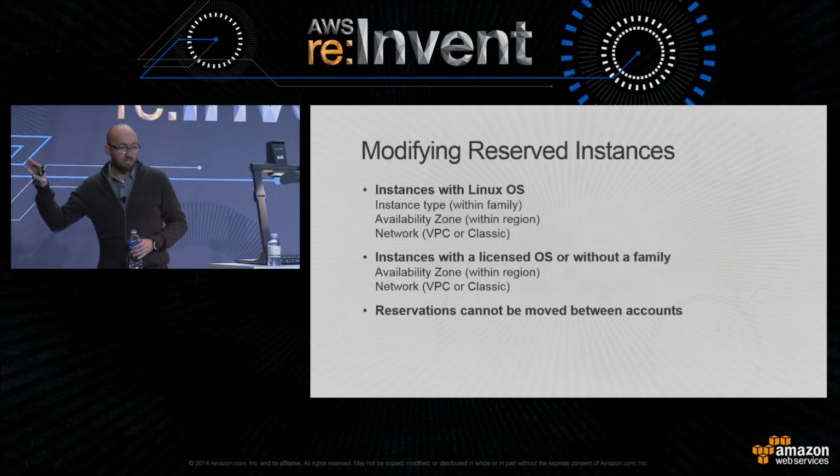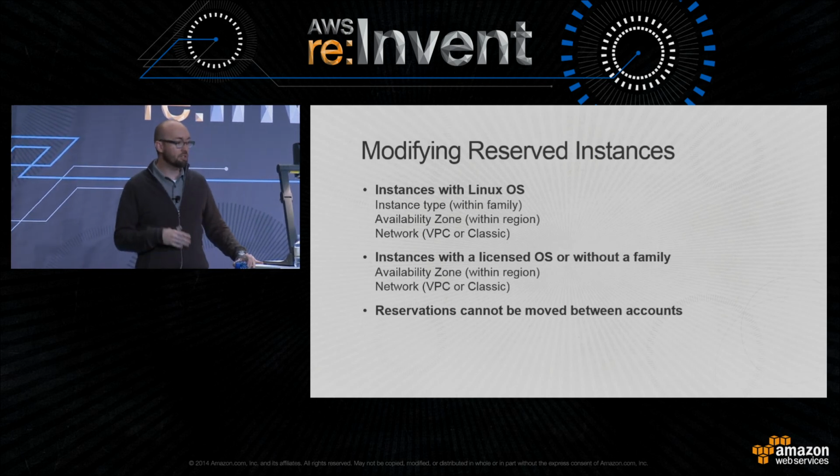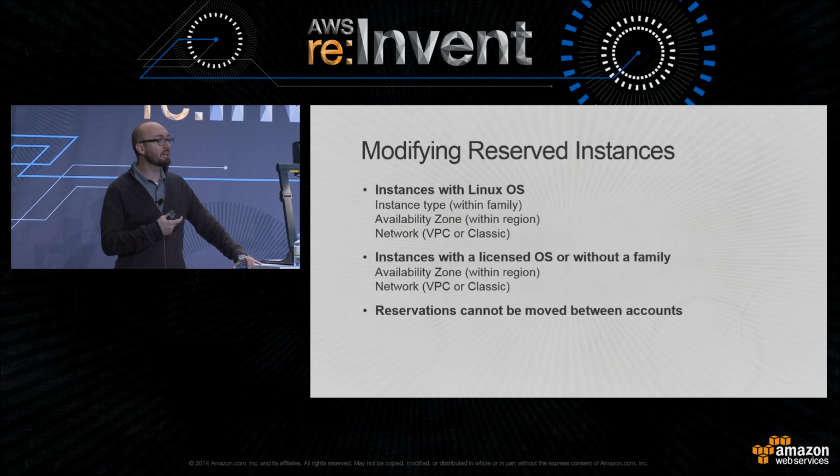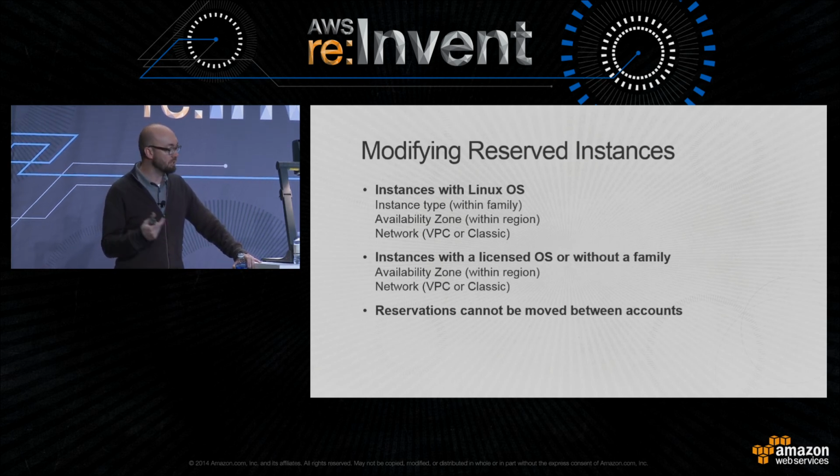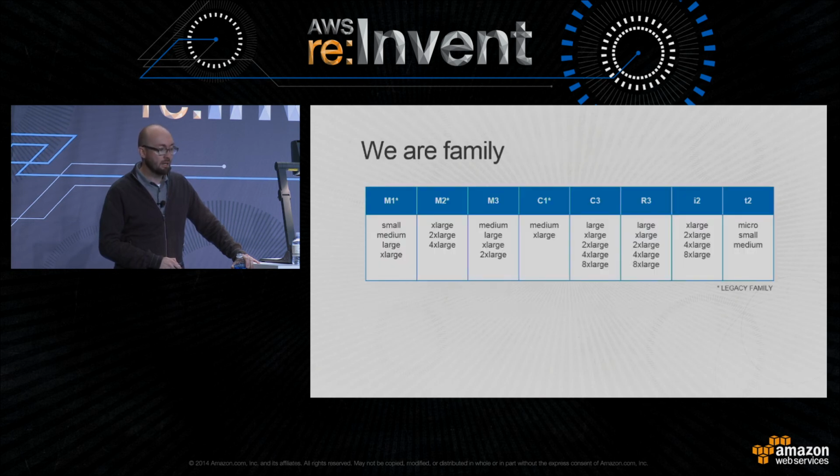Modifying reserved instances, I'm not going to spend a lot of time on this slide, but just understand that if you have a licensed OS, you have less flexibility on making modifications. If you're running generic Linux, you can change instance type, AZ, network. If you have a licensed OS, you can just change AZ and network. And reservations can't be moved between accounts. So those are some of the ground rules, so to speak, for modifying RIs.